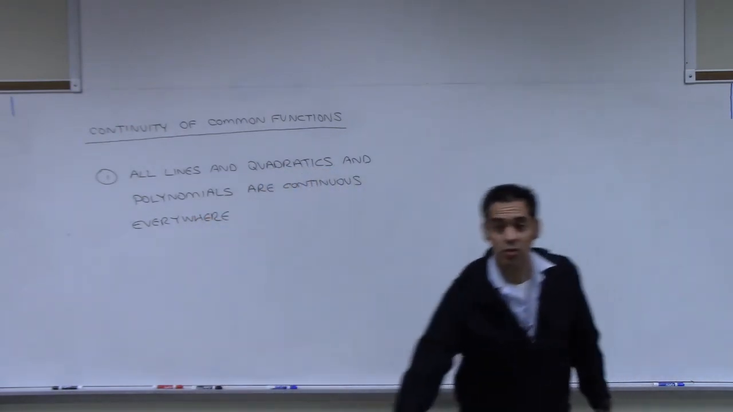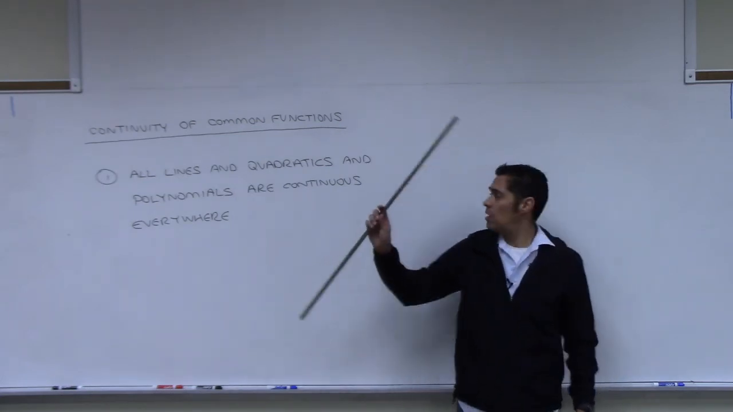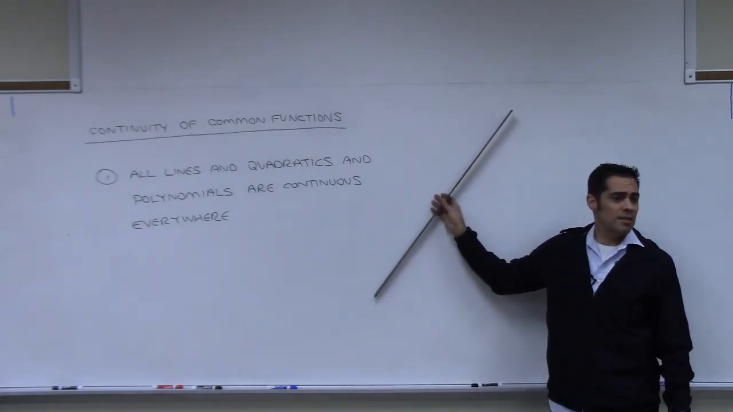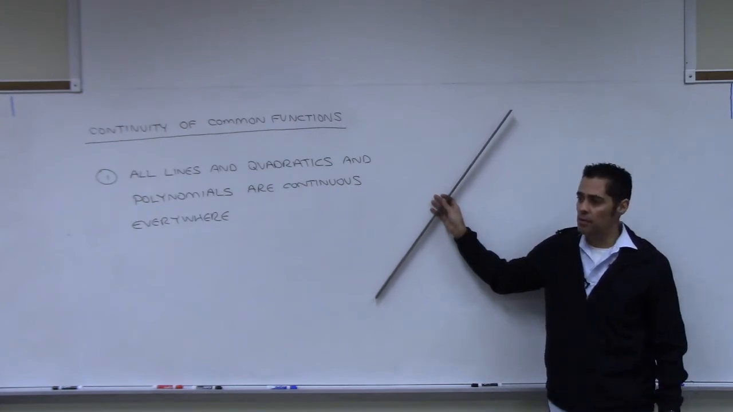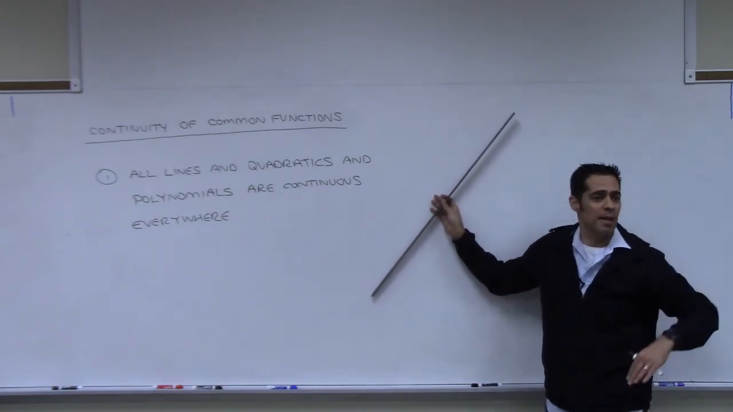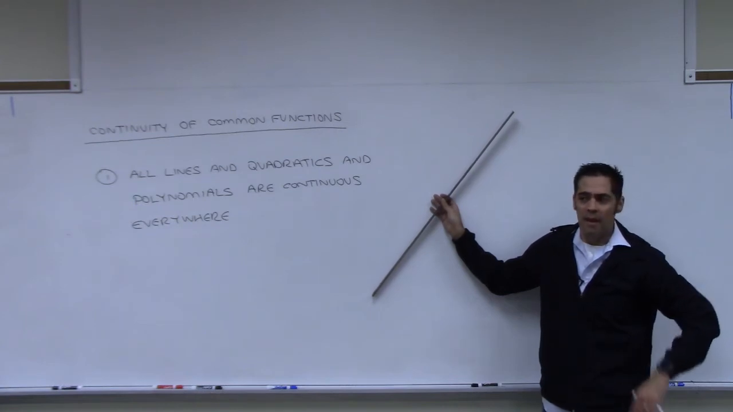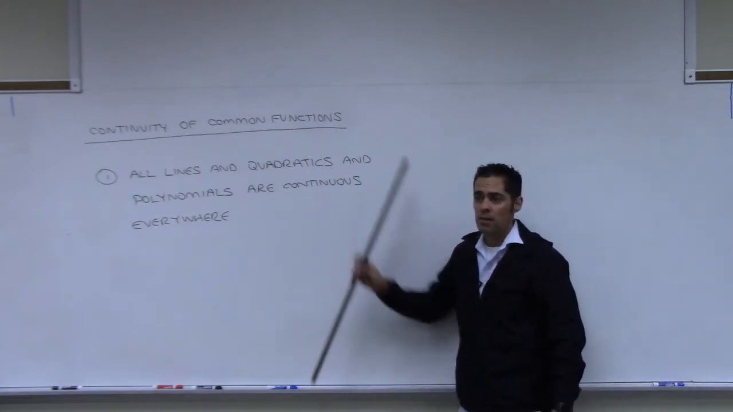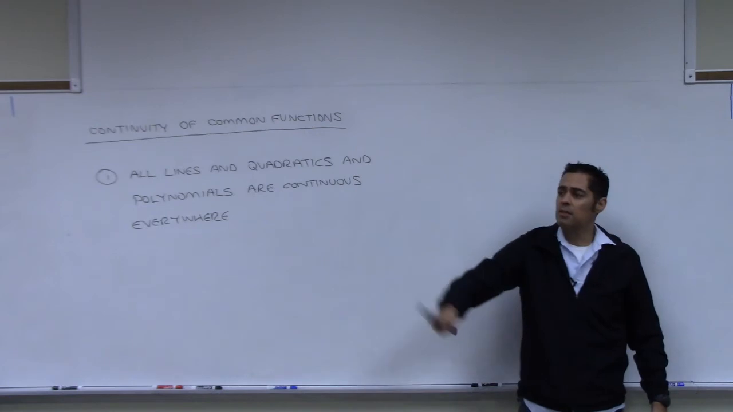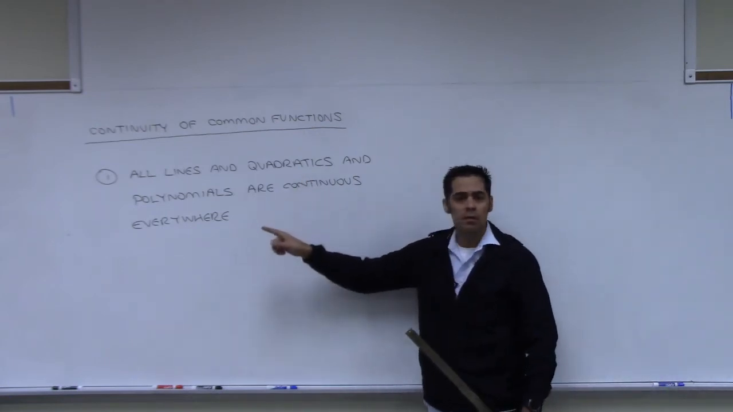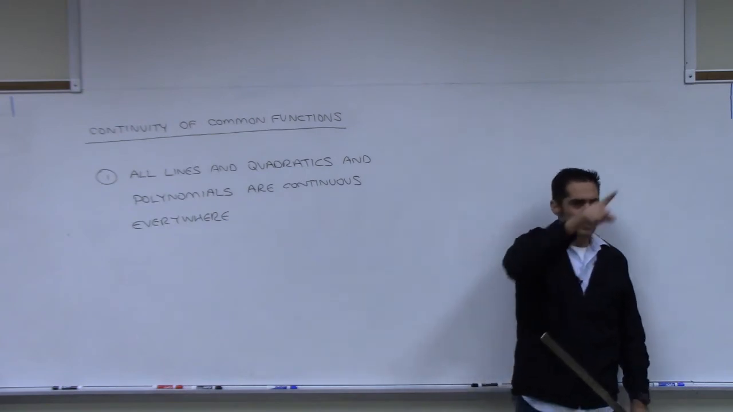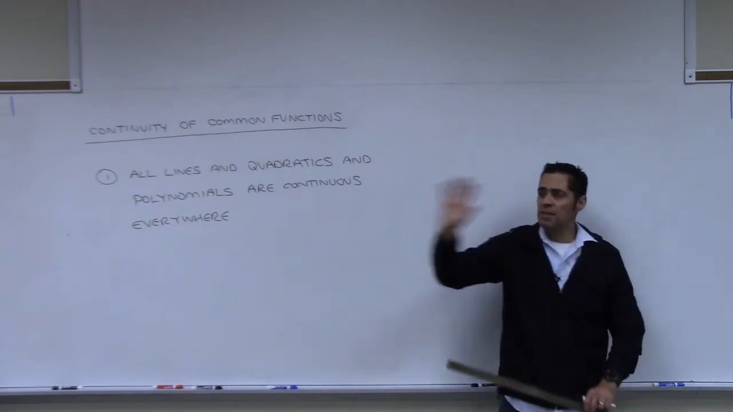So if I say, hey, draw a line, just draw me a line, you can be guaranteed that there's going to be no breaks or jumps or gaps or anything in that line. It's going to be continuous everywhere. Just a standard line, right? y equals mx plus b. If I ask you to draw a parabola, it's going to be nice and continuous, right? Any polynomial function, those are the ones that kind of look wavy, those are all continuous functions.